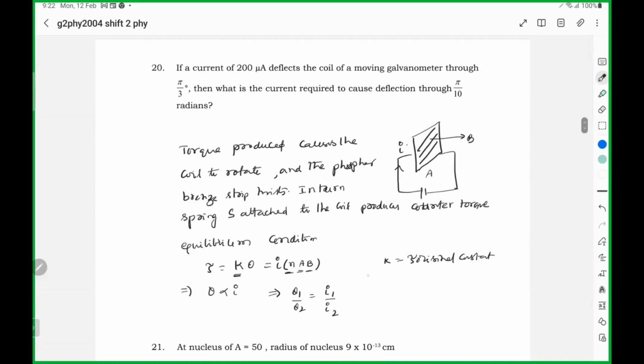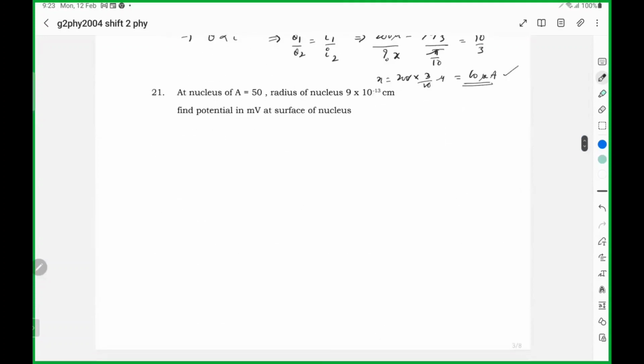So what he is asking: when 200 microamperes current is flowing, there is a deflection pi by 3. How much current flows so that the deflection is pi by 10? Let us say I2 is x. x will be 200 into 3 by 10, that is 60 microamperes flows. Then there will be a deflection pi by 10.